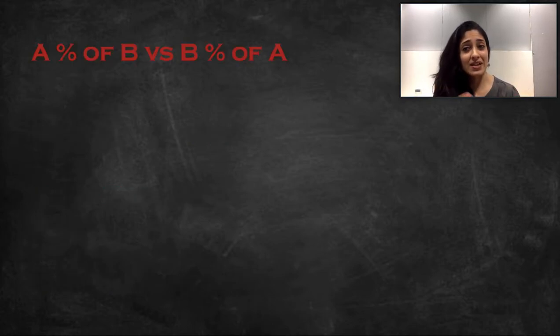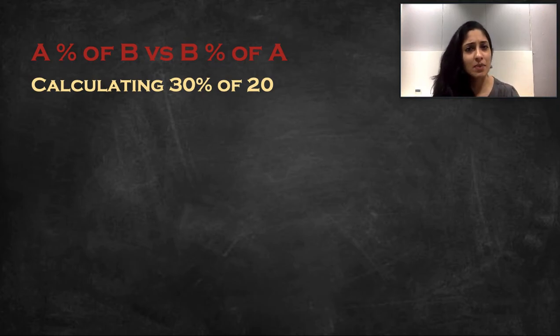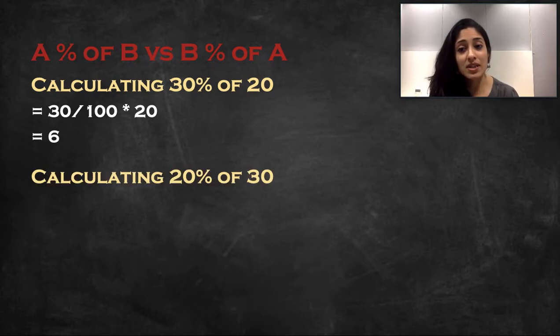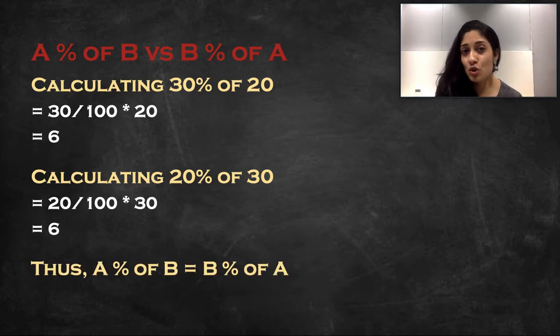Moving ahead, comparing the results of A percentage of B versus B percentage of A. If I have to calculate 30% of 20 by our regular method, we'll go ahead like 30 upon 100 into 20, which gives you the answer as 6. Now comparing the result with 20% of 30, again 20 upon 100 into 30 is going to give you 6. So I can conclude that A percentage of B is equal to B percentage of A. I can use this result to sometimes shorten my time of calculation.